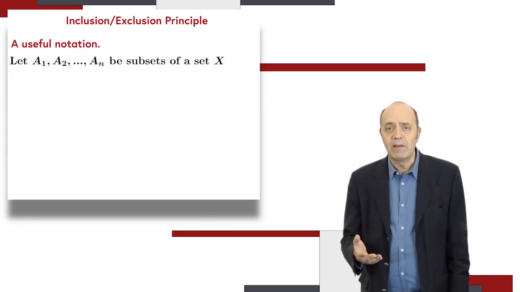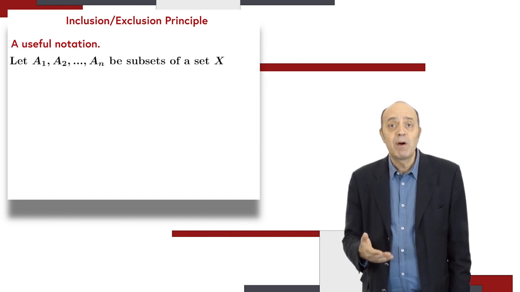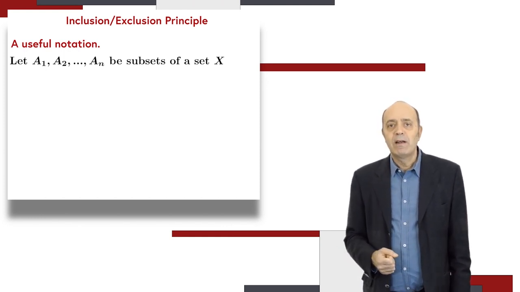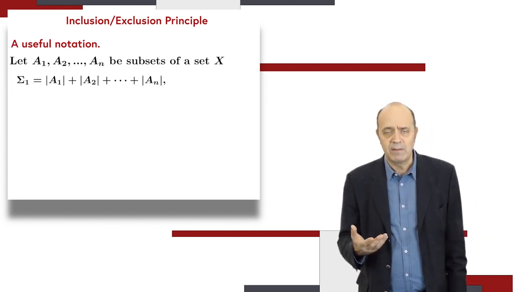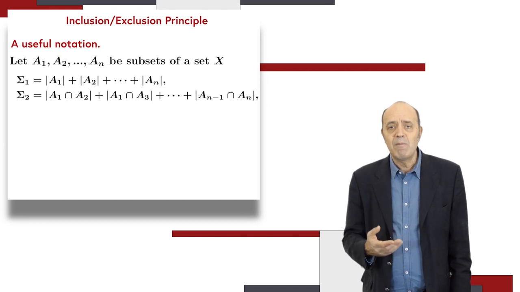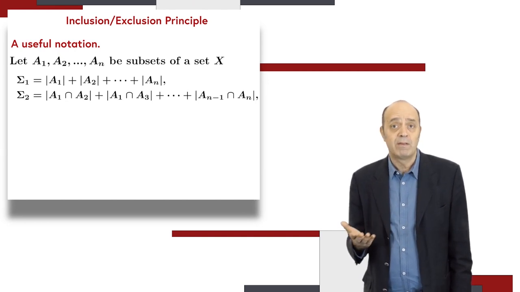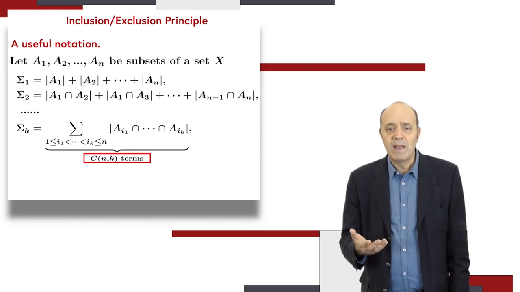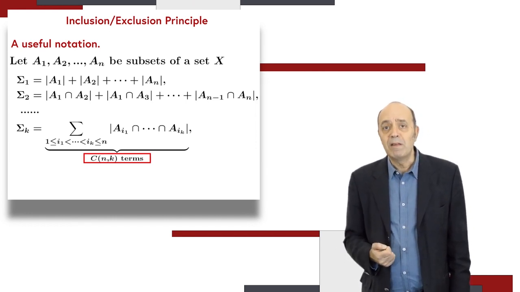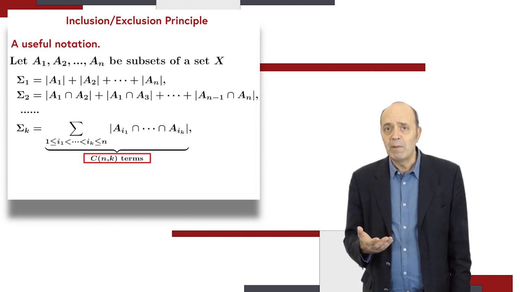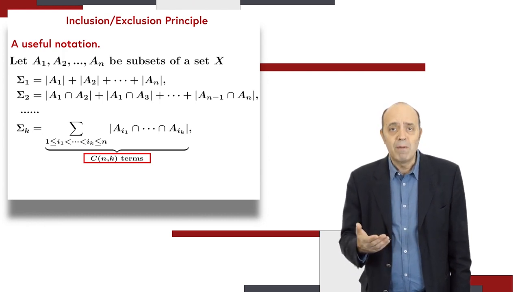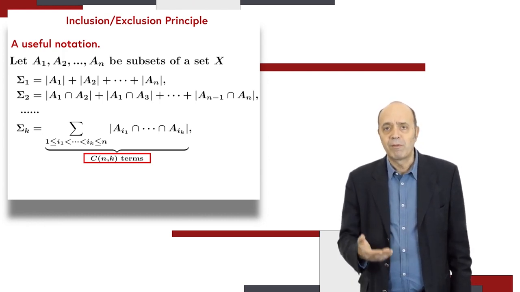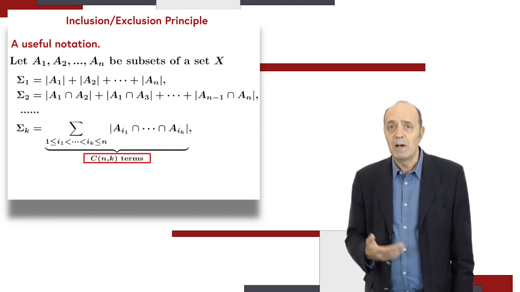We are going now to generalize the inclusion-exclusion principle to an arbitrary number n of sets. Let us consider n sets, A1, ..., An. And it is convenient to introduce a notation. By sigma 1, we denote the sum of the elements of these sets. By sigma 2, we denote the sum of the elements of the pairwise intersections of these sets. And for every k between 1 and n, we denote by sigma k the sum of the number of elements of the intersections of k of these sets, all possible intersections, whose number is, of course, the number of subsets of k elements among n, that is the binomial n over k.